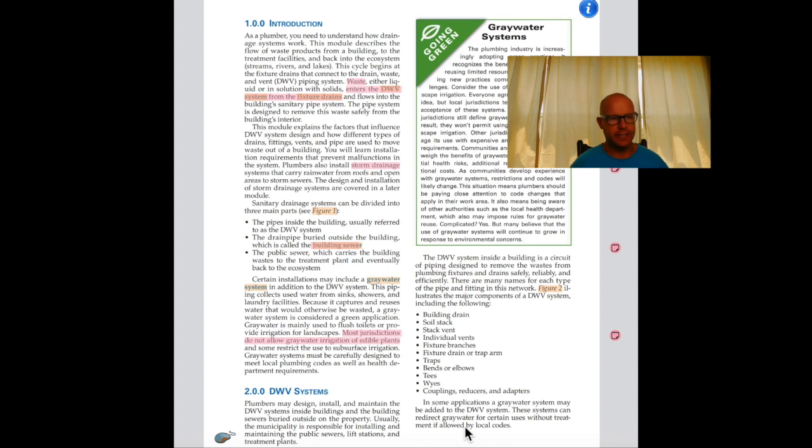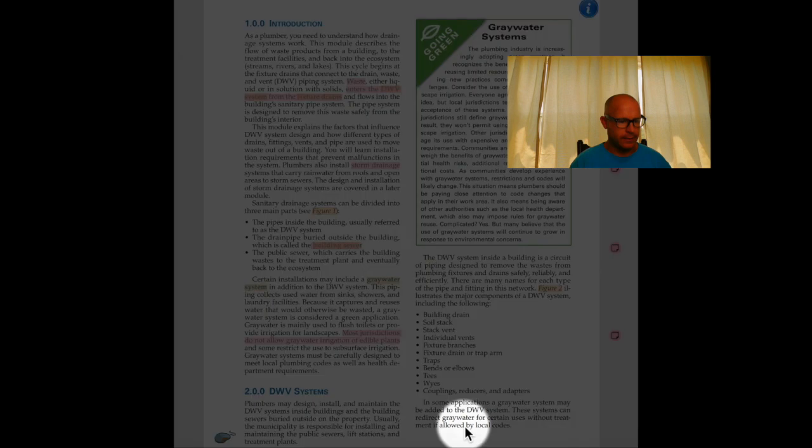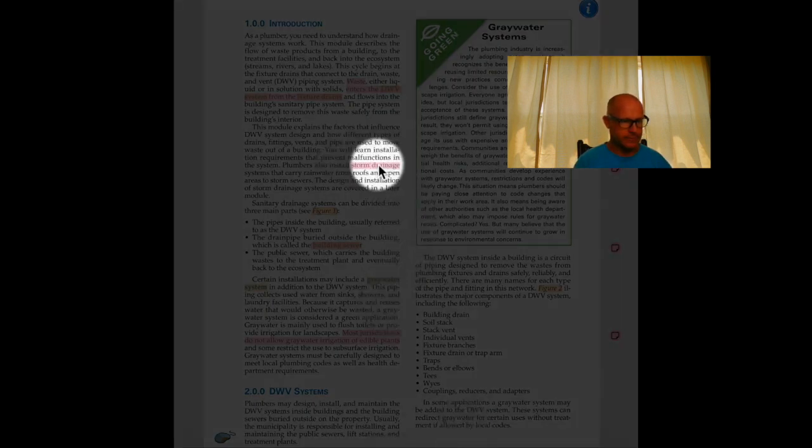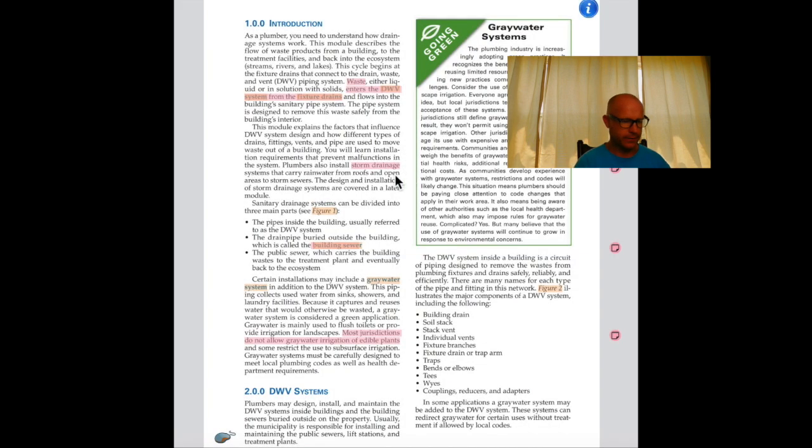Waste enters the DWV system from fixture drains. Go ahead and write that down. This next one is just simply stating that there are two major identifications in drainage systems, and that's going to be storm and building. Go ahead and write that down.